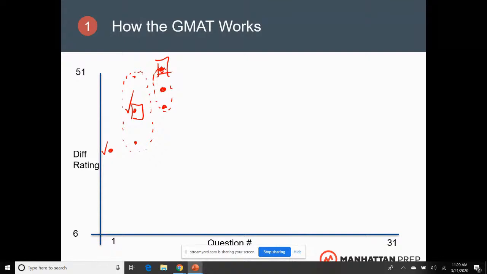Ankit, if we get, say, 10 to 12 questions correct in a row, how will the algorithm function? Ankit, the algorithm breaks.